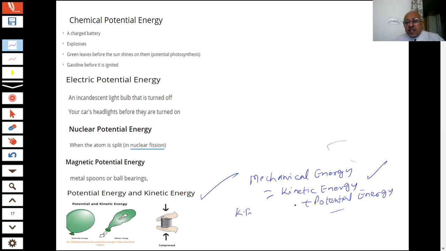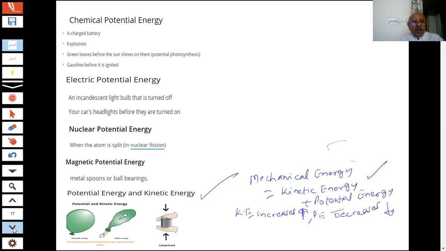Kinetic energy increases, total energy is constant. We are saying if this energy increases, then potential energy decreases, and the sum of the two will remain the same. That's what we are saying. If this increases, this decreases. Tell me, any doubt up to now, students?